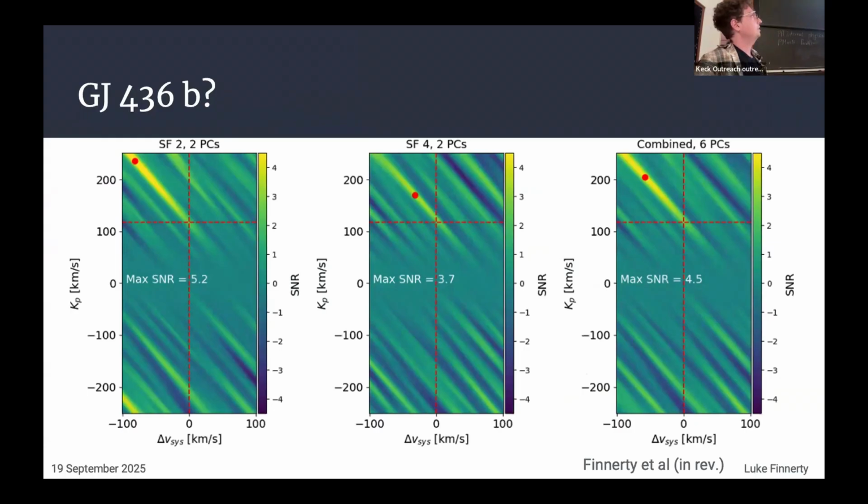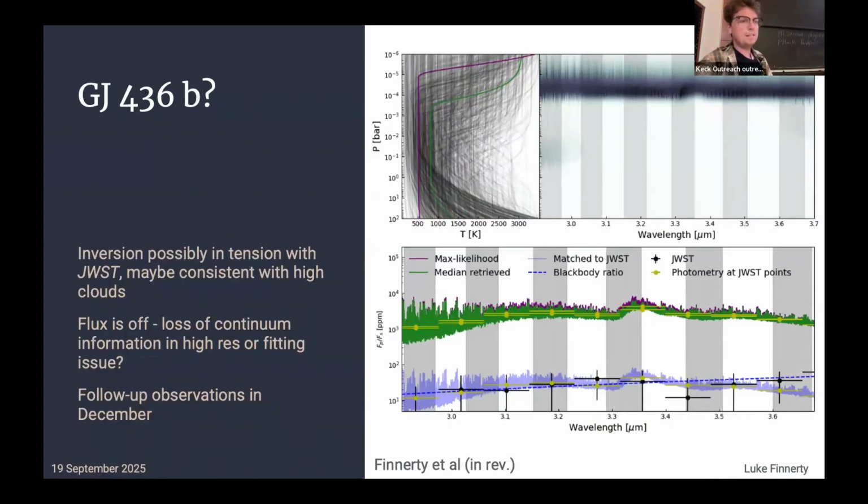So we tried GJ 436b. This is a warm Neptune around an M dwarf, 660 Kelvin. We maybe make detections in both of the KPIC science fibers we used, and then if you combine them, you still see it. We think this offset is related to our data processing. We can reproduce it in injection recovery tests. But it's a bit odd because our retrievals are preferring a thermally inverted pressure-temperature profile, which is in tension with JWST that preferred a flat spectrum.